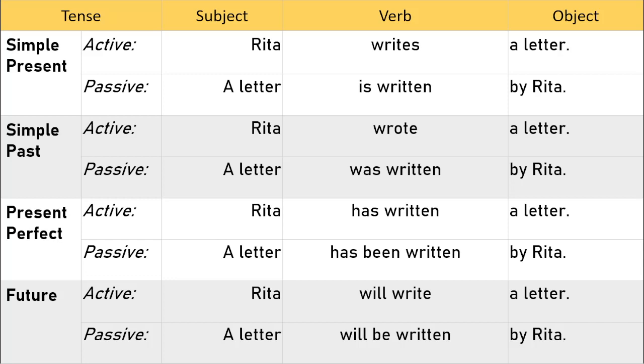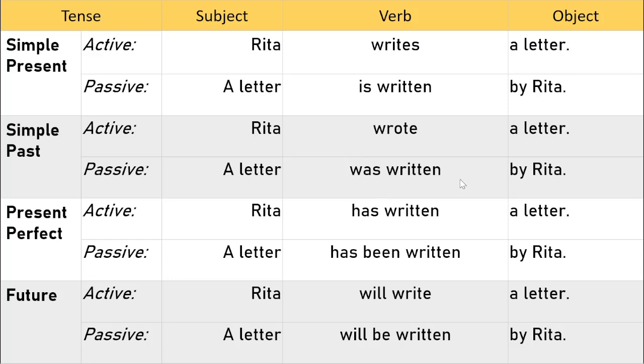If we want to change active sentences into passive sentences, we should pay attention to the tense of the active sentence first. Rita writes a letter. Okay? So, the tense should be the same. A letter is written by Rita. Rita wrote a letter. A letter was written by Rita. So here is past. And the passive should be past as well.